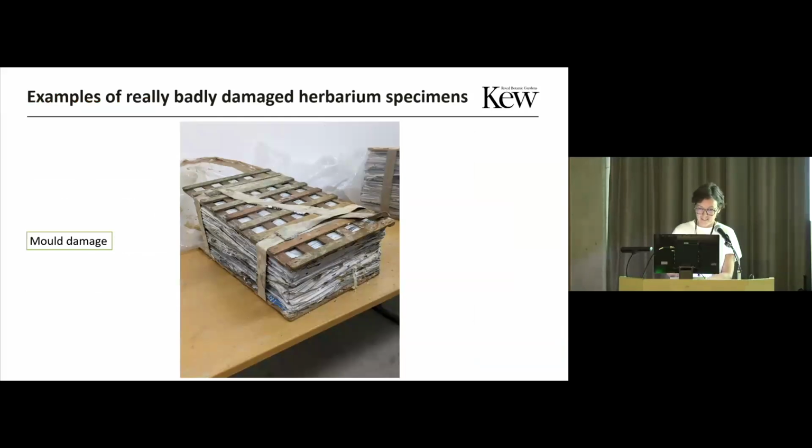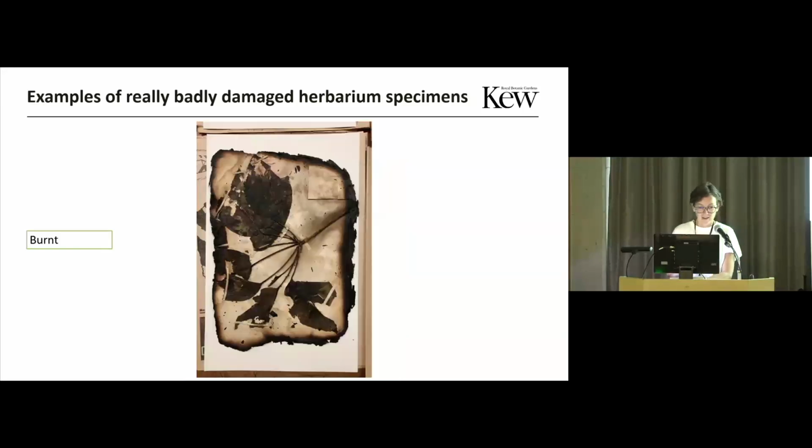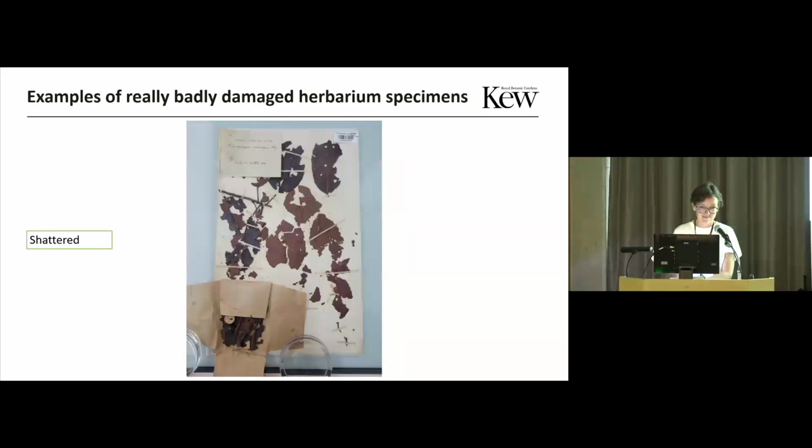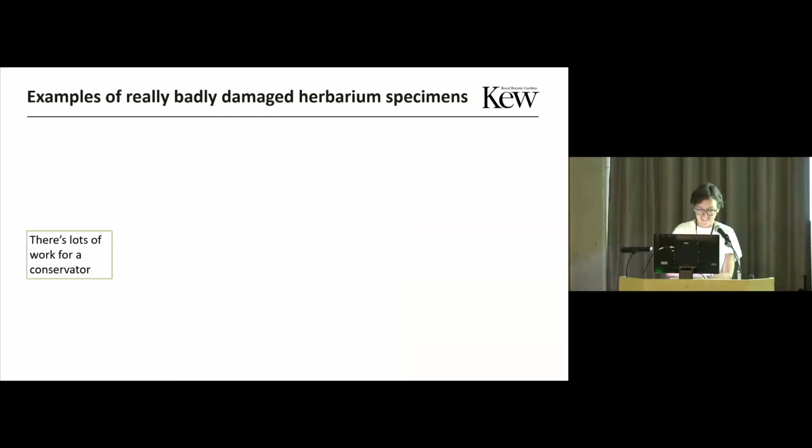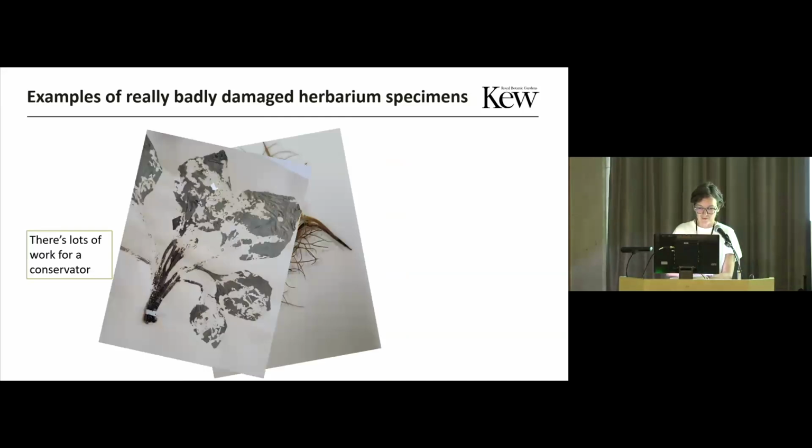This wasn't from the Digi project, but this is a bundle of pressed plants. It was not only the plants that were mouldy, the actual press and the straps were mouldy. Burnt, pretty bad. Shattered, I don't know how else to describe that one. There's lots of work for a conservator.